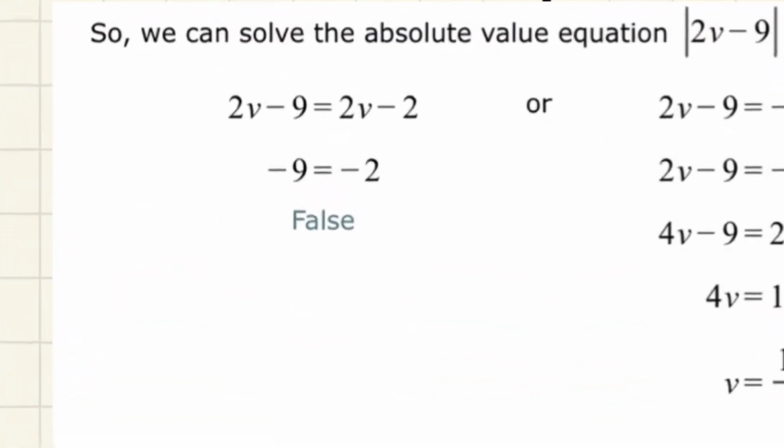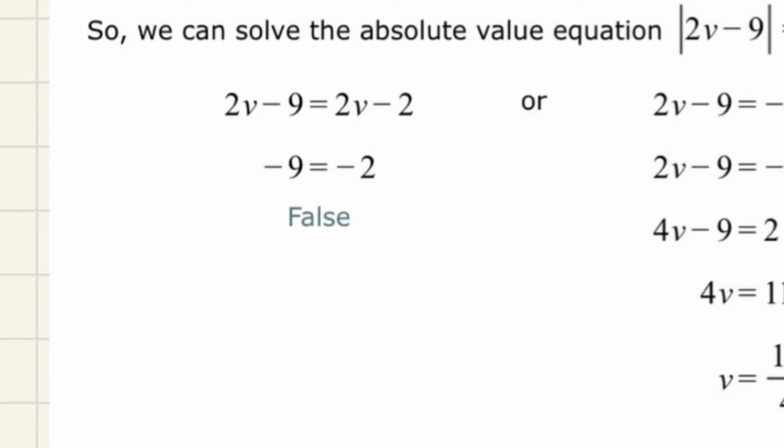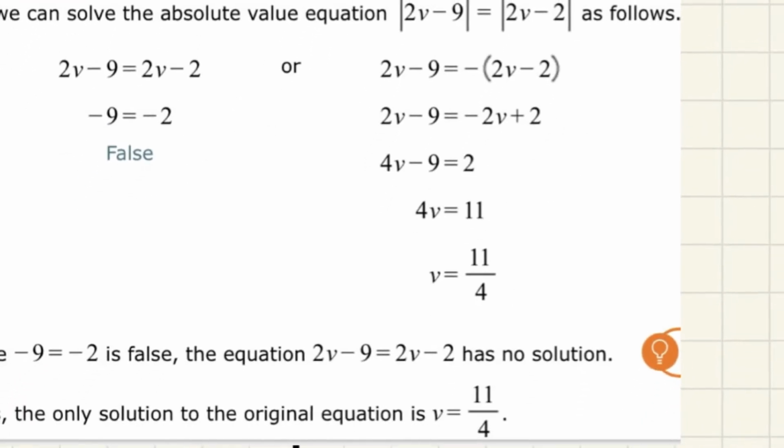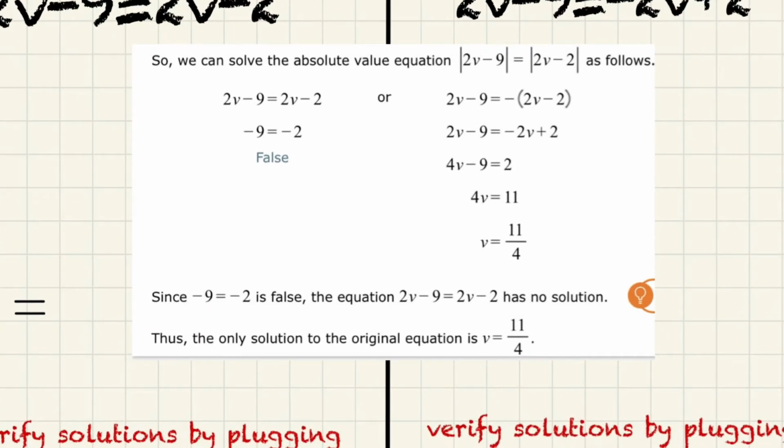In this one, when they solve 2v minus 9 equals 2v minus 2, they found that negative 9 equals negative 2, so that's not a solution. On the second equation, v is 11 quarters. So I'm left with 11 quarters, so there's only one solution. These problems can have two solutions, one solution, or no solution.